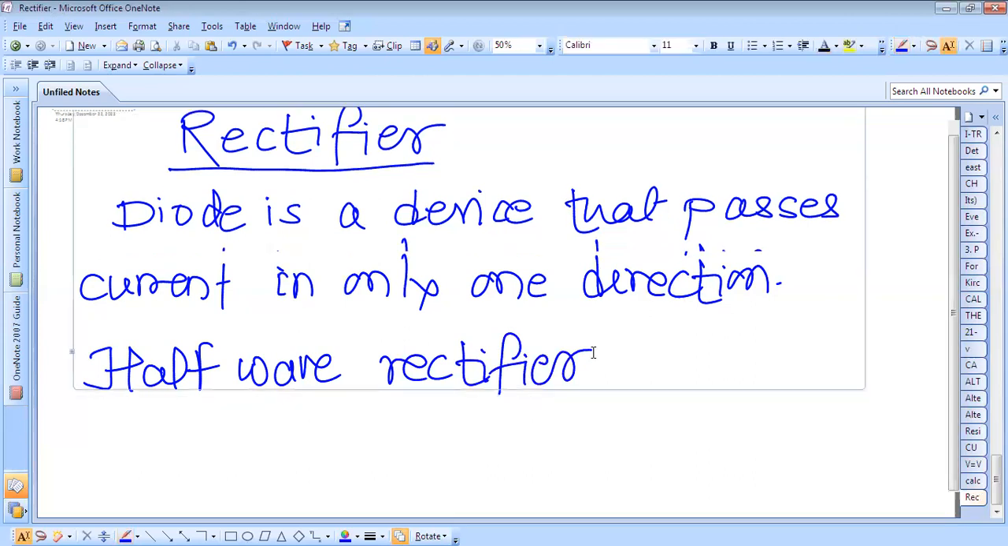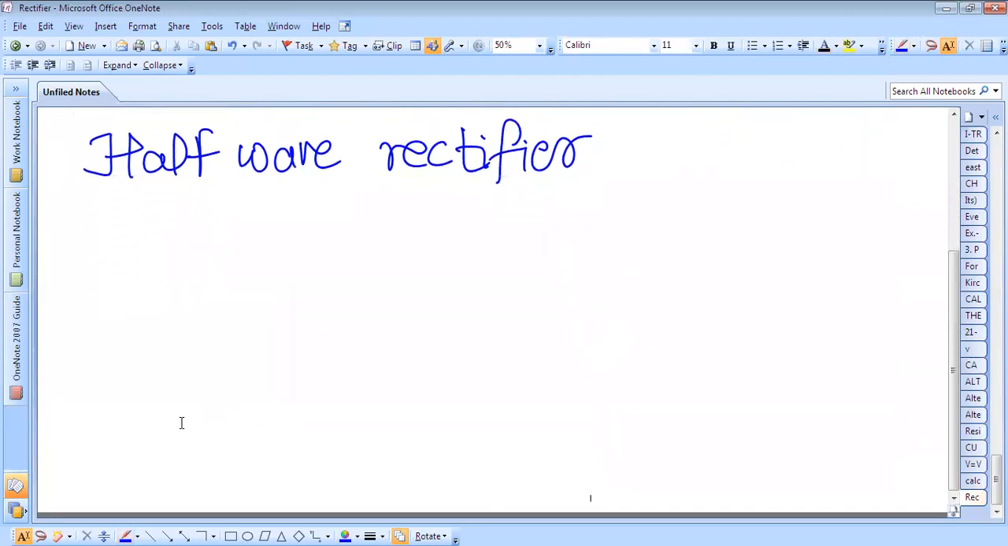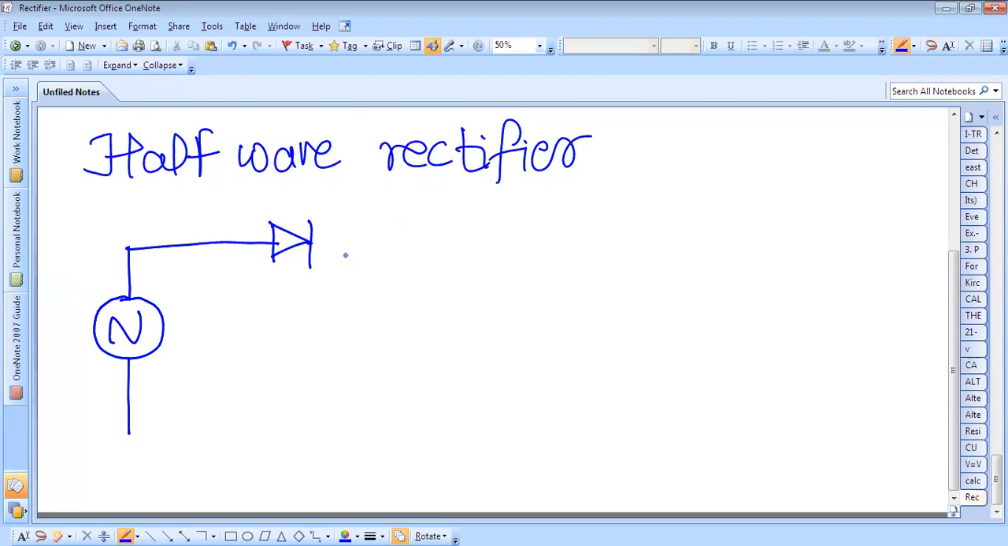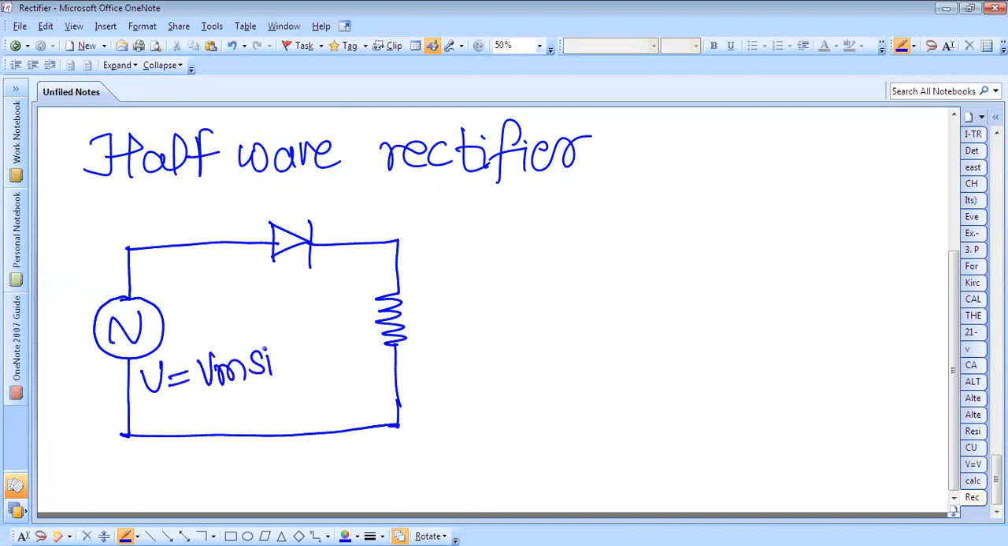In the half wave rectifier, we use the diode, and this is the alternating supply voltage. This is the symbol of the diode, and this is the resistance. You can say it is a load resistance, and this is V equal to Vm sin omega t. This voltage is applied to the circuit, and this is the R, and the voltage across the resistance is VR. The voltage across the diode is Vd.